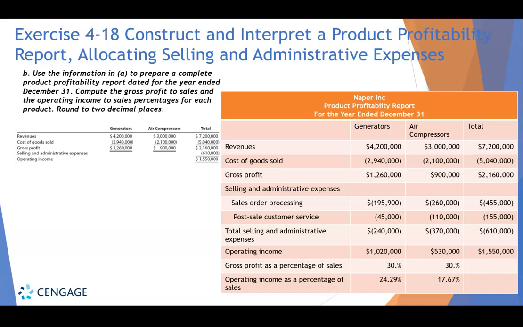Use the information to prepare a complete product profitability report dated for the year ended December 31st. Compute the gross profit to sales and the operating income to sales percentages for each product. So we see here the breakdown of generators and air compressors with our cost of goods sold. Then we have it broken down by the sales order processing and then the post-sale customer service. In this case, we show the gross profit is 30% for each. But when we look at the operating income as a percentage of sales, we see that the generators have a better operating income to sales of 24%, whereas the air compressors are at 17.67%.